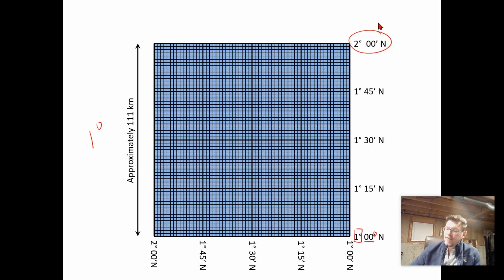So if at the bottom of this map is 1 degree and at the top is 2 degrees, then what would be in the middle? Well, we would say it's 1 degree, 30 minutes, because 30 minutes is half of the degree. 30 minutes is half of 60. So what we can do now is expand our coordinate pairs to include minutes.